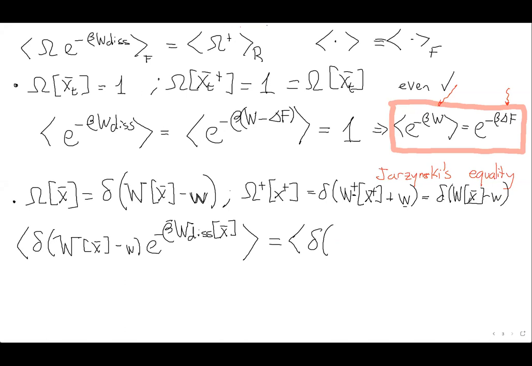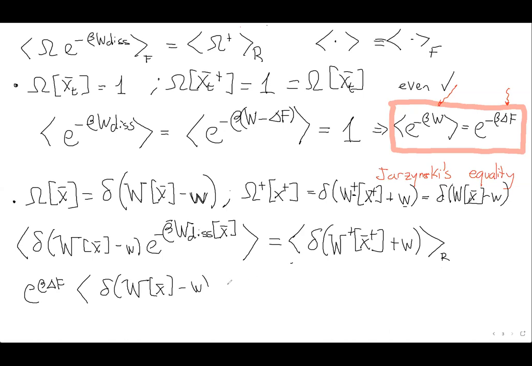I'm making a big mistake here. I have a problem seeing my notes, so give me a second. Delta of W plus W in the reverse. This is in the forward and this is in the reverse. Very important is that here, again, I take out the e to the beta delta F because it's deterministic. And what I get next is delta of W of X bar minus small w, e to the minus beta W of X, in the forward, equals the same thing, which is delta of W plus W in the reverse.